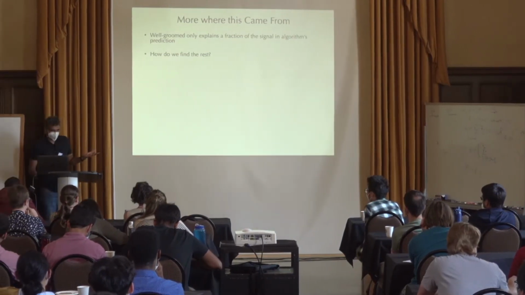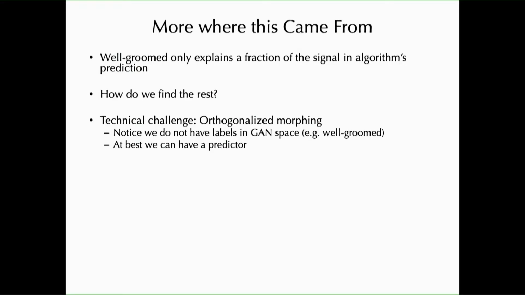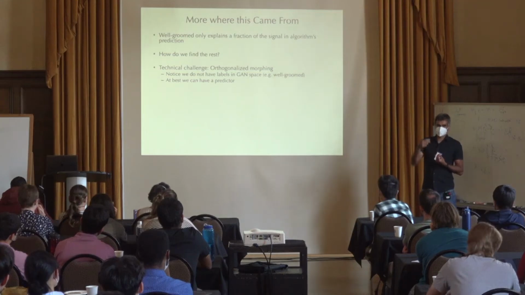So how do we find the rest? We want to do this orthogonalized morphing. There's actually a really interesting technical challenge here that I just want to lay out for all of you. We spent about 5 months on this, so it's fair to say. Let me walk through what it is. Orthogonalizing in GAN space seems really straightforward, but it's not, for one very simple reason. I do not have well-groomed represented in GAN space. I just have latent vectors.